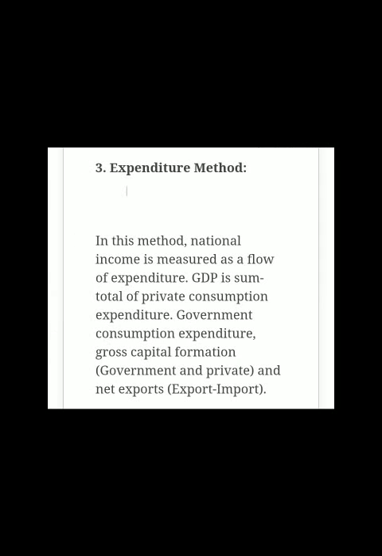The next method is the expenditure method. In this method, national income is measured as a flow of expenditure. The various expenditures by households as well as governments are aggregated, totaled, and that will be the national income of that country. GDP is the sum total of private consumption expenditure, government consumption expenditure, gross capital formation and net exports. All these together will be considered as the national income.